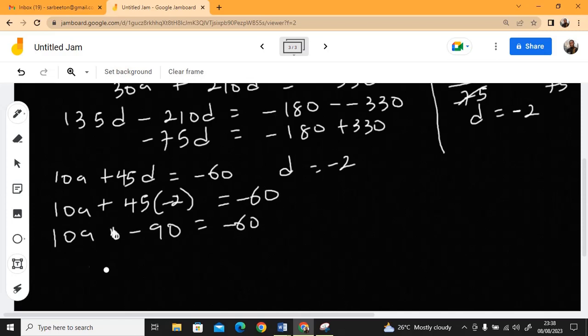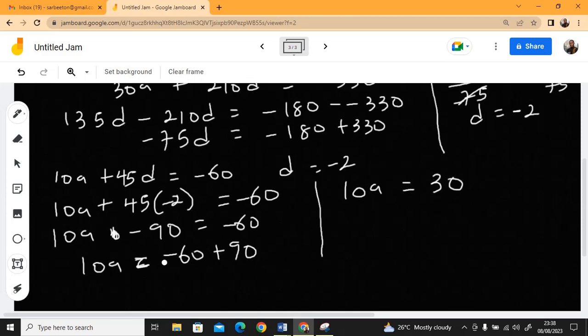I'll transfer this to the other side. So 10A equals minus 60 plus 90, which will give me 30. You are owing somebody 60 naira, you are having 90 naira. If you pay, you will have 30 naira remaining. So you divide both sides by 10. 10 cancels 10, 10 here 1, 10 here 3. So it means my first term equals 3.